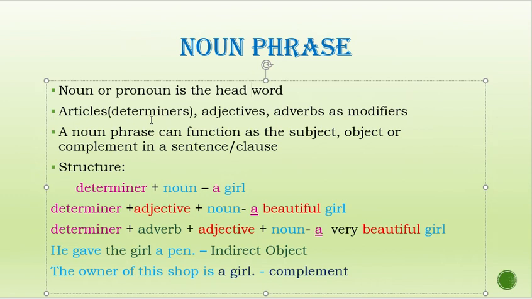Determiners mean the, that, this, just like a and an. The, a, an, all these are known as determiners. Adjectives, you know that. What is meant by adjectives? Vishesan. Noun, pronoun, adverbs. A noun phrase contains determiners, adjectives, and adverbs also, and these work as modifiers here.